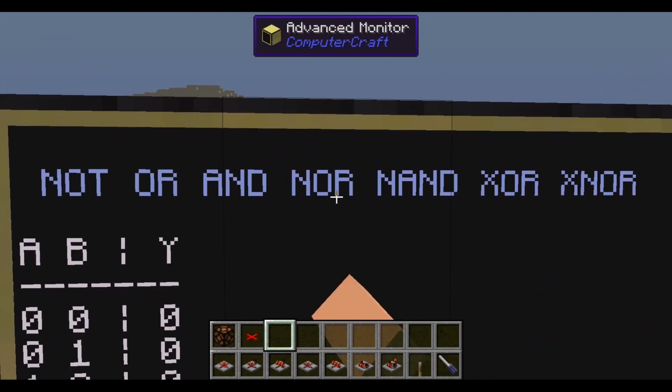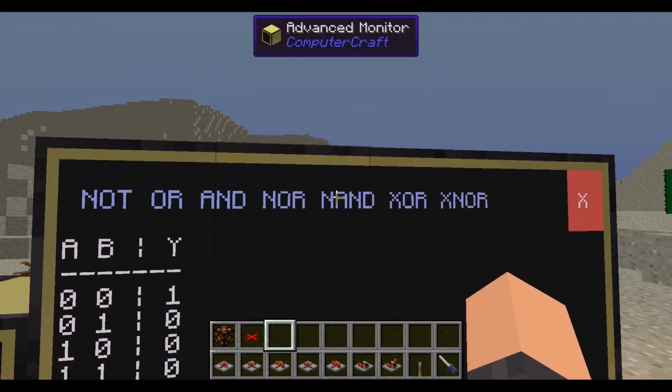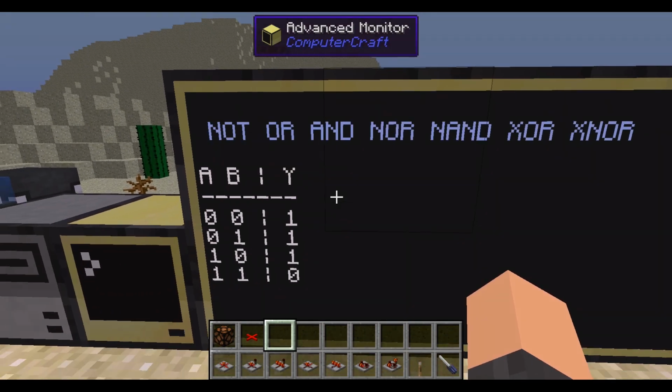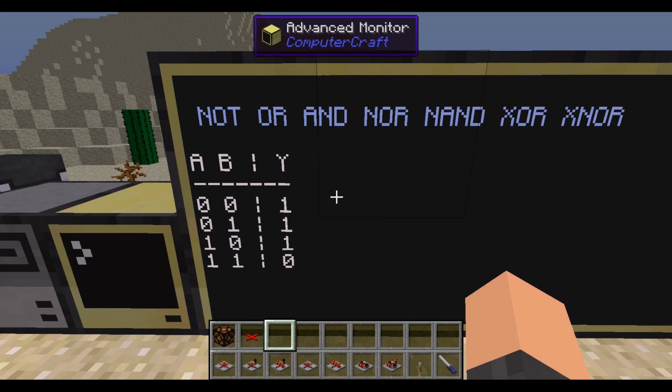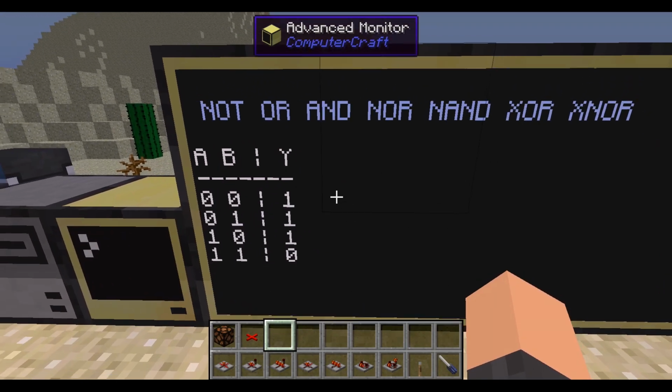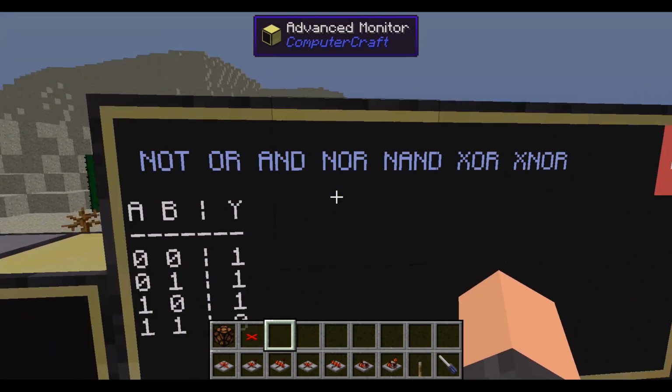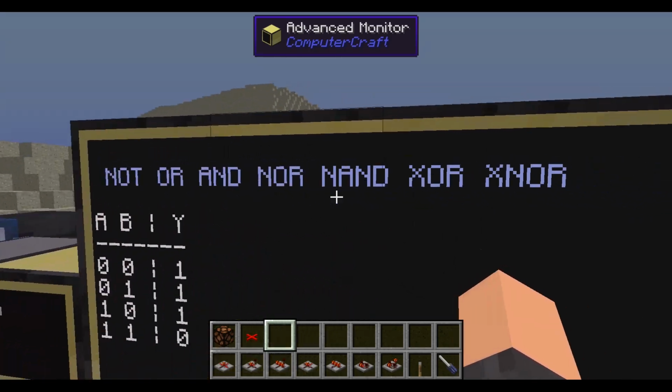The next two gates are variations of the OR and AND gates. They are the NOR gate and the NAND gate. They're basically the same thing as the OR and AND gates, except their outputs are inverted. So it's as if you had an OR gate with a NOT gate on the end of it, inverting the output, or an AND gate with a NOT gate on the output of it.